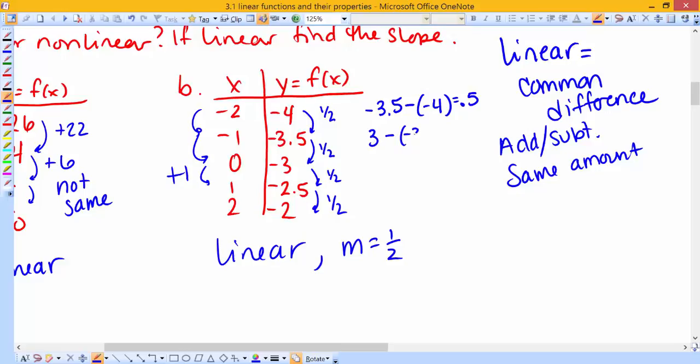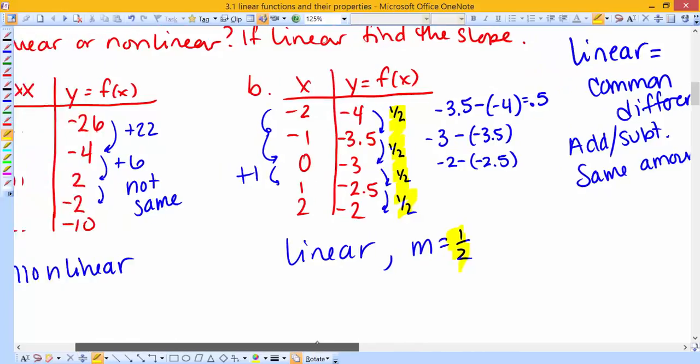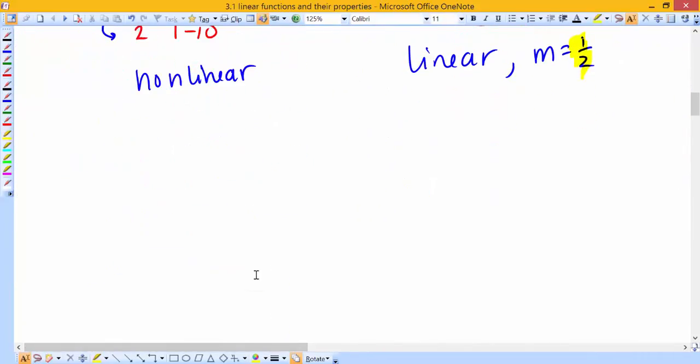3 minus -3.5. -2 minus -2.5. So all the way through, you can do this for every single one, and each time it's going to give you 0.5 if you're stuck on that. Because it's the same all the way through, it is linear. To identify the slope, well, this is your slope. Whatever it's increasing by, that's your slope. Don't overthink this, you guys. This is really simple.